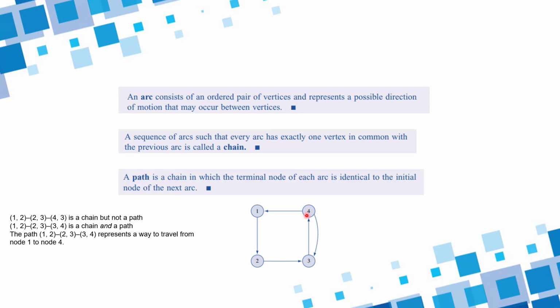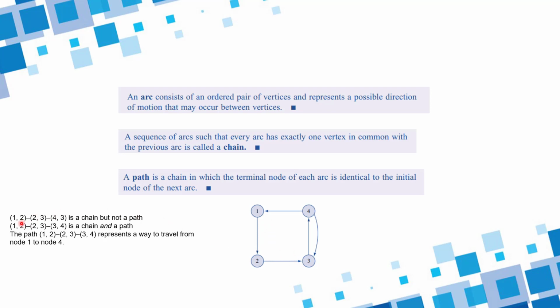Now the path is a chain in which the terminal node of each arc is identical to the initial node of the next arc. So again, the path is a chain in which the terminal node of each arc is identical to the initial node of the next arc. If you go from 1 to 2, then from 2 to 3, that's a path because you used node number 2 to be identical for the first arc and the second arc, or for the first line and the second line.